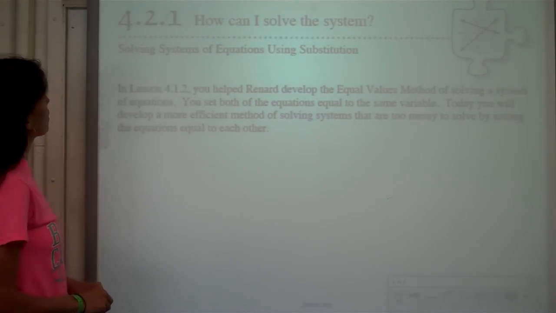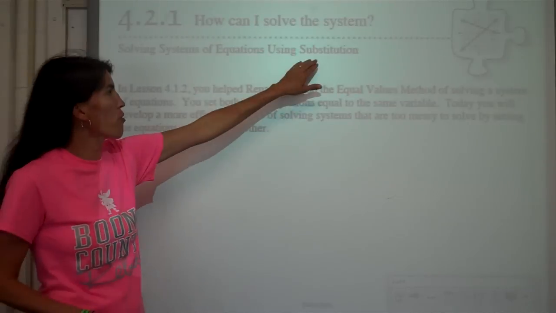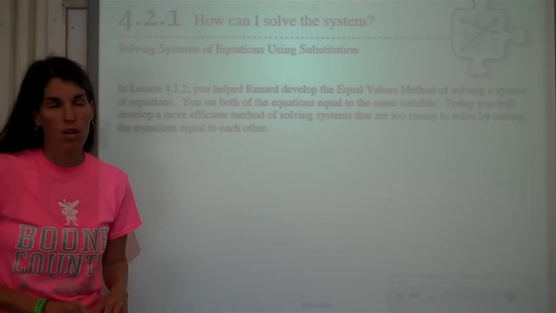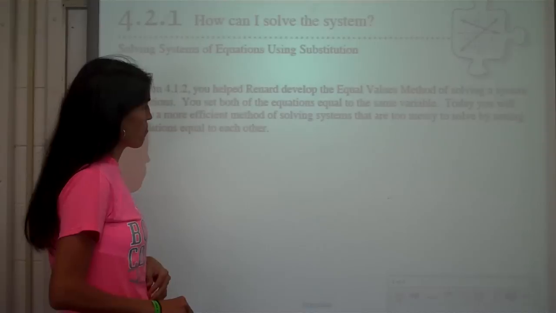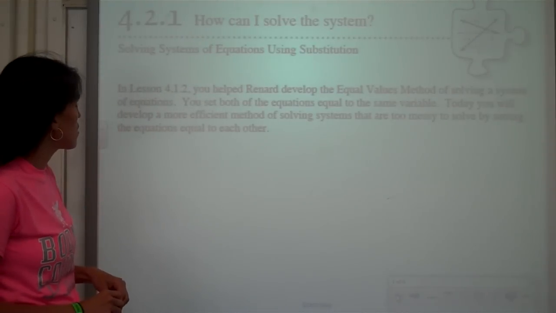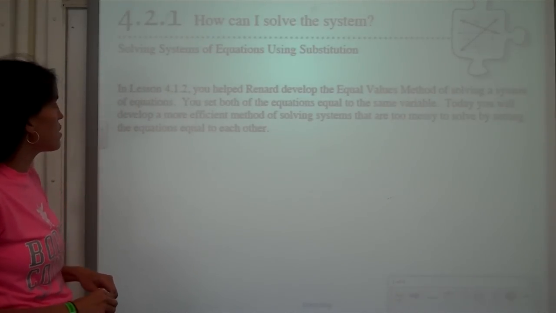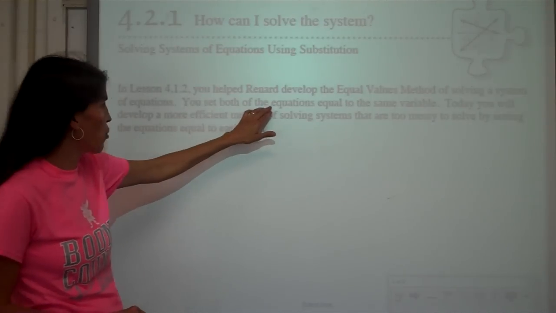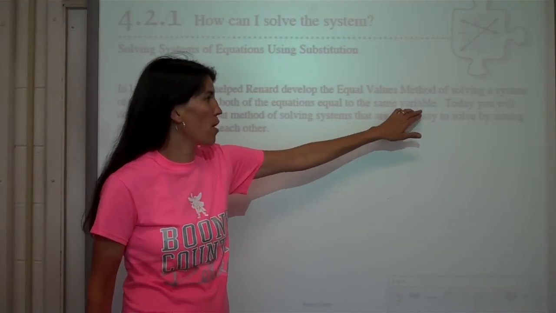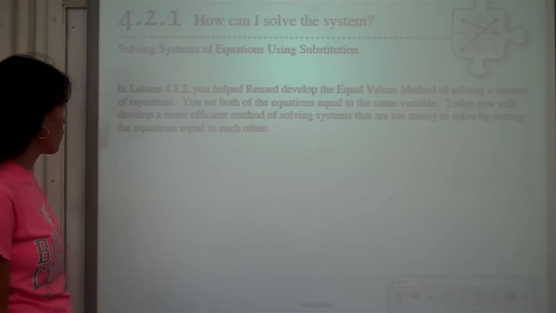Today we are solving systems of equations using another method called substitution. The last method was equal values, and this is another method to solve the system of equations. We worked on the equal values method, and that's when you set both of the equations equal to the same variable when you solve for that variable.